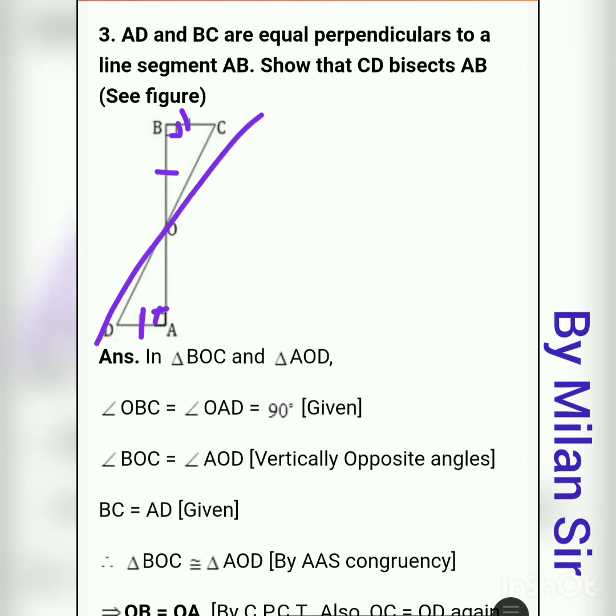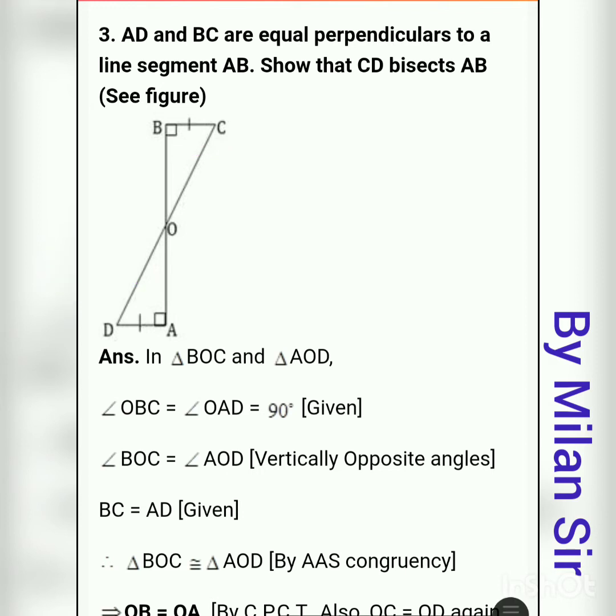That means here we need to prove OB is equal to OA. CD bisects AB. Bisects AB means what? It divides AB into two equal parts. So we need to prove that OB is equal to OA. How can we prove this? For that, we need to prove these two triangles are congruent, and after that by using CPCT we can say that OA is equal to OB. So first of all, we need to prove these two triangles are congruent.